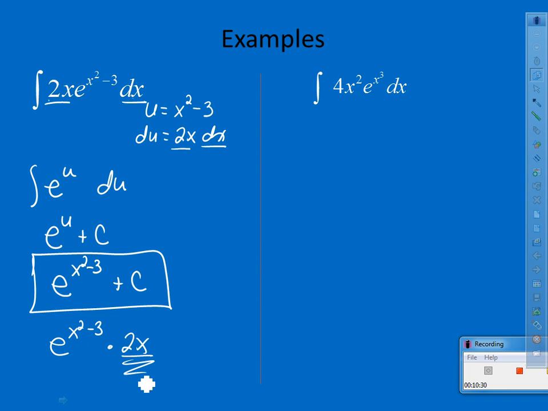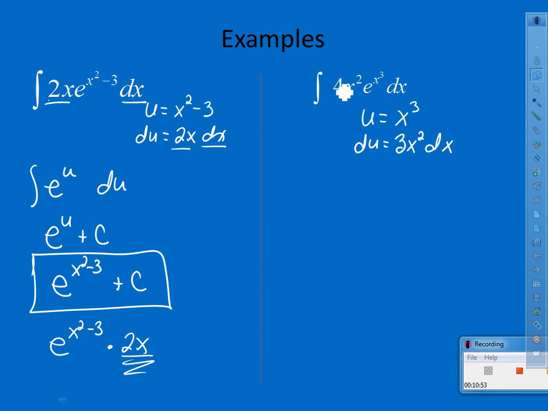So here goes your number 4. I'm going to let u equal the exponent, because there's just a single e in there. So my u is going to be x cubed, making my du 3x squared dx. So this time I got a little work. I need to see a 3x squared dx. There's 2 ways to do this. You pick whichever way you see the best.